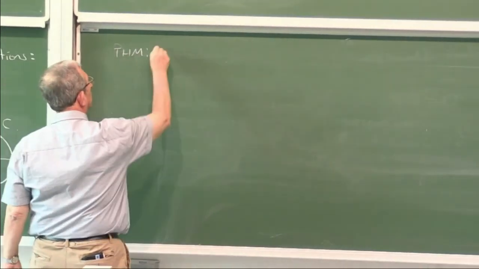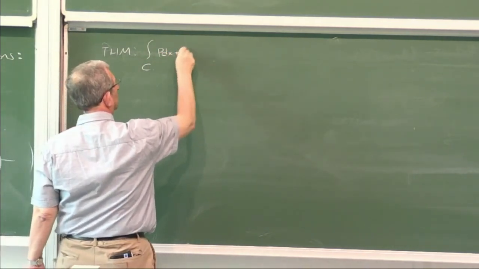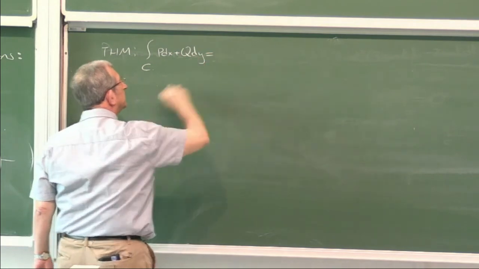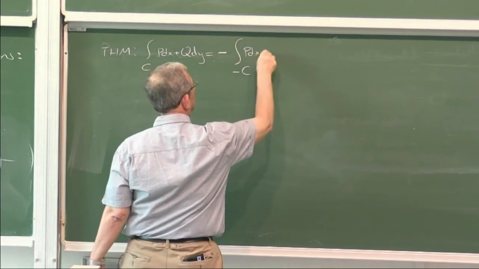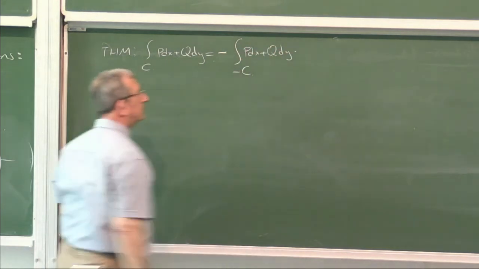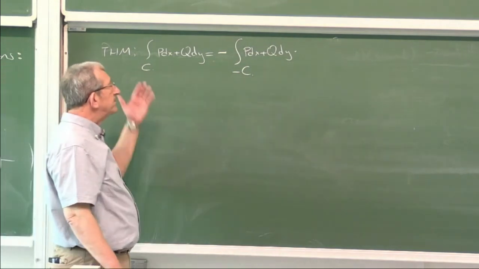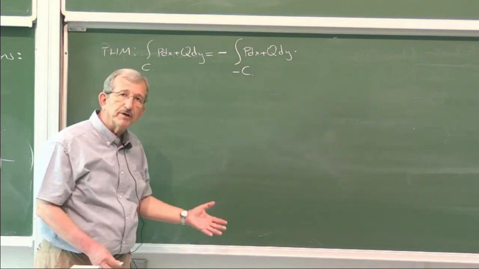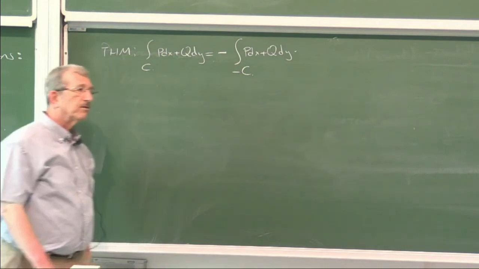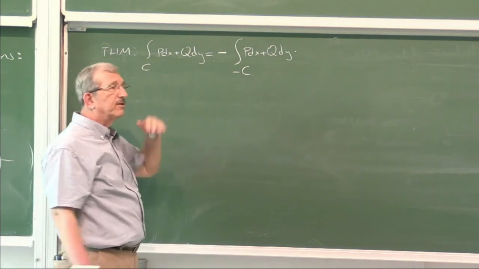The theorem says the following. The integral over C of p dx plus q dy is the same as minus the integral over -C of p dx plus q dy. In other words, if instead of C you integrate over -C, you will just have the negative of the integral you are looking for. But then you can calculate the right side and get the left side.